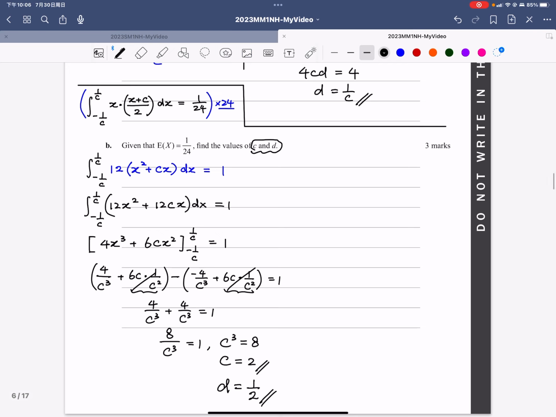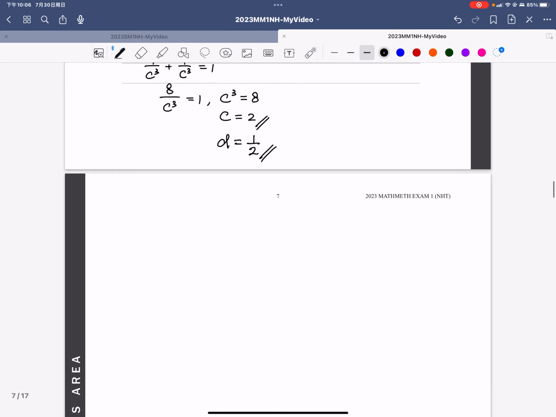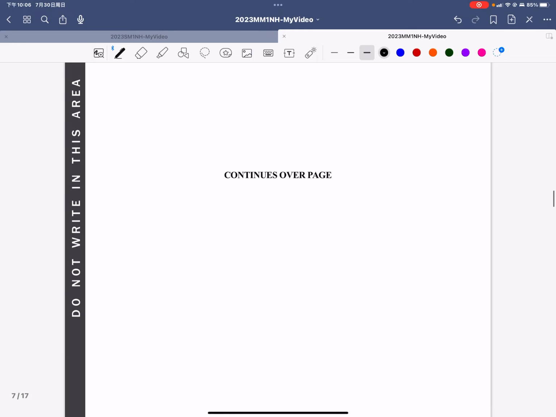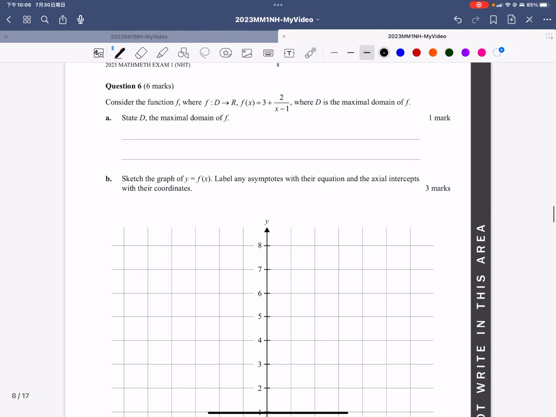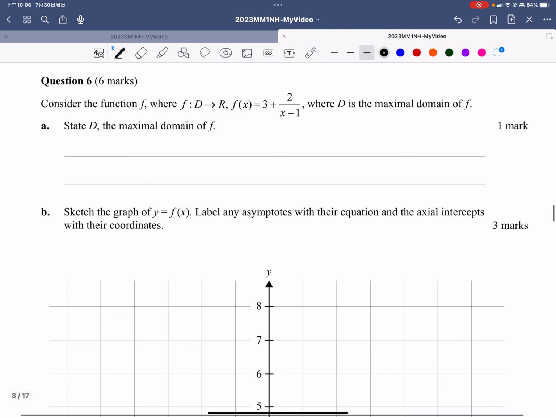Seems a bit tedious, but still a decent question. Okay, continuous over page. Nice. A graph question. Consider a function f where f is defined on D, mapped to all real numbers. f of x is 3 plus 2 over x minus 1.